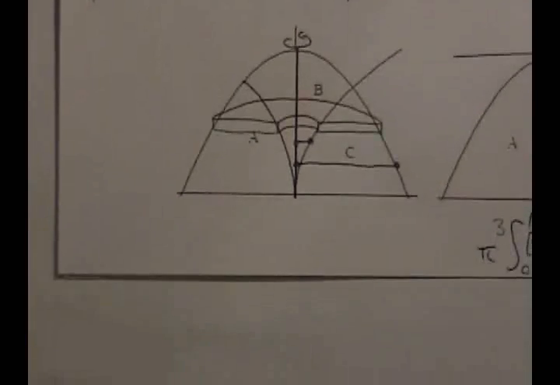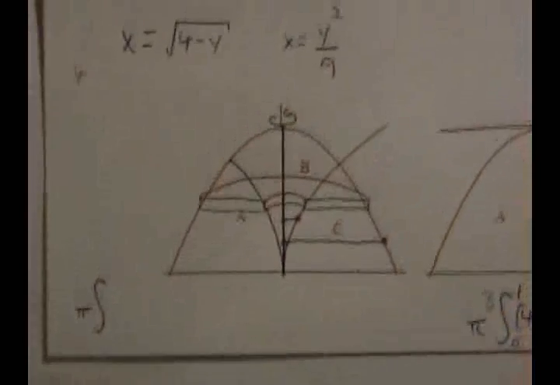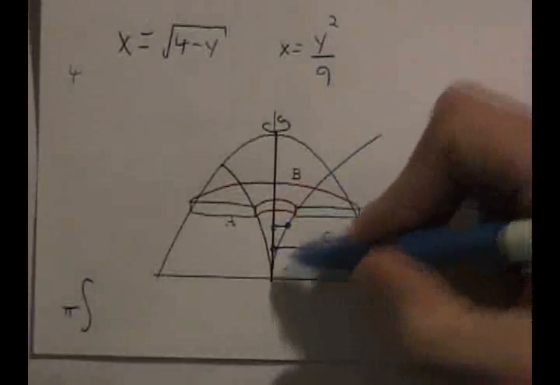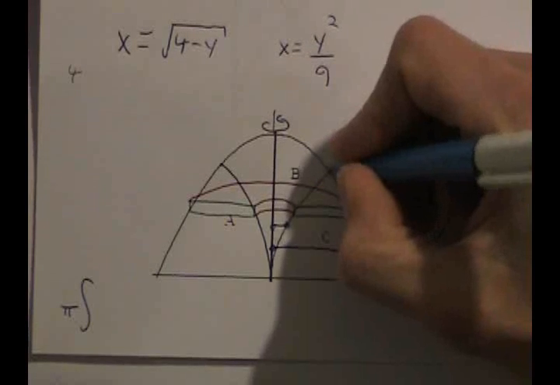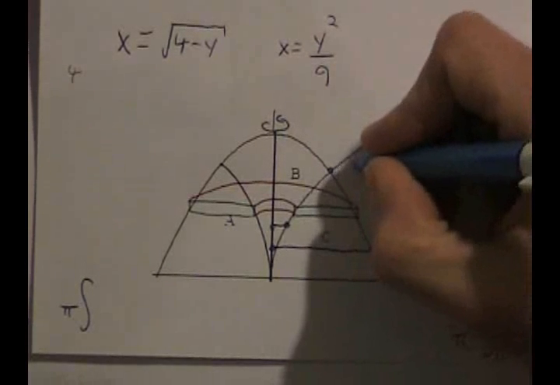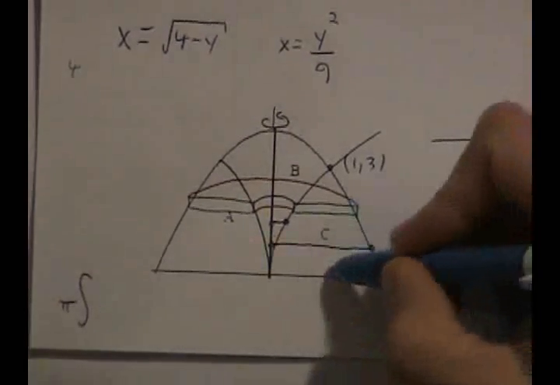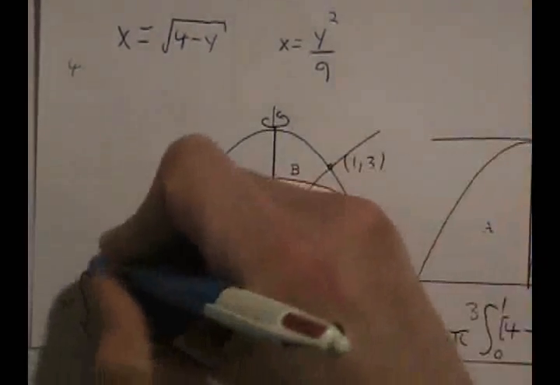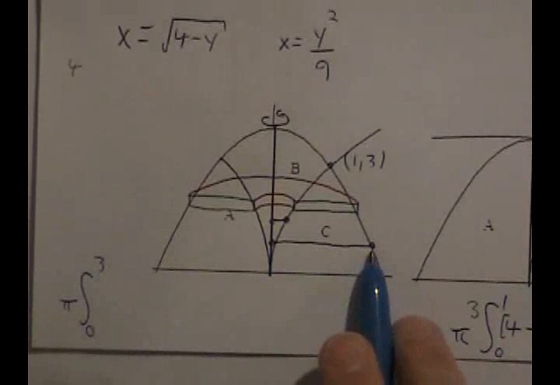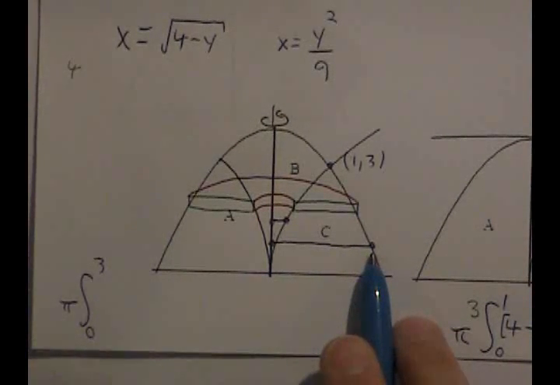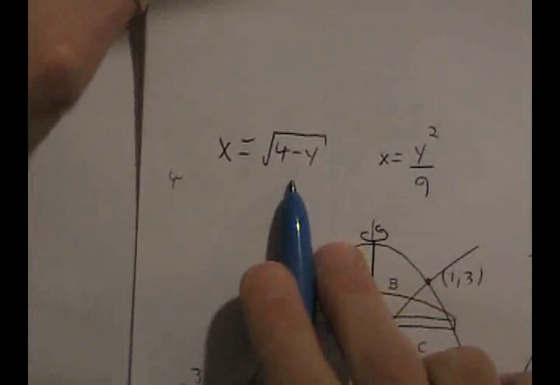So I'll begin by just setting it up, and it'll be pi times the integral. y is going to vary from, we're taking y values from the origin up to and including this point here, which is 1, 3, I said. And so y varies from 0 to 3. And the outer radius is this distance, so it's the function that has the greater x coordinate, and that is the radical 4 minus y.